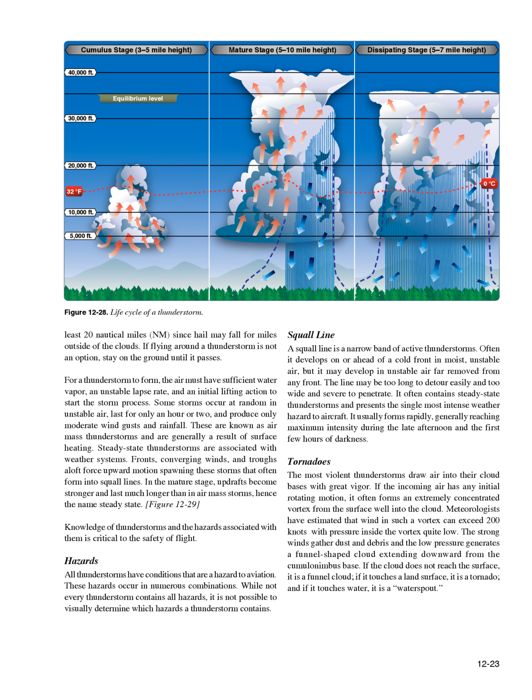Hazards. All thunderstorms have conditions that are a hazard to aviation. These hazards occur in numerous combinations. While not every thunderstorm contains all hazards, it is not possible to visually determine which hazards a thunderstorm contains.